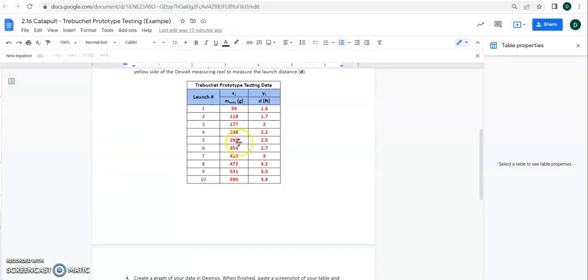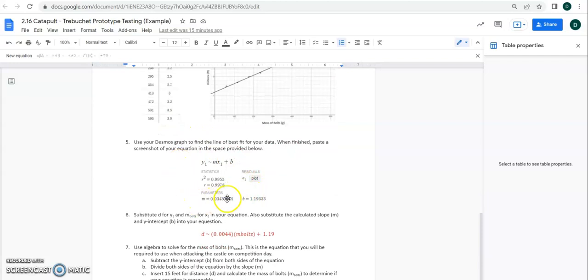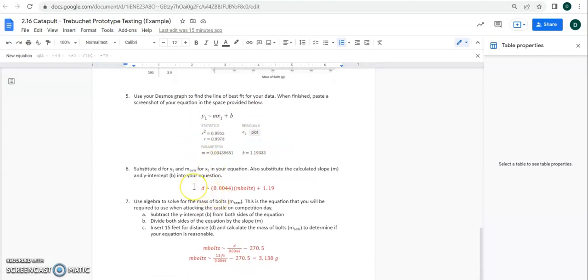So what I want you to do then is screenshot, put in your table and your graph, screenshot and put in your equation, then substitute distance d for y1, mass of bolts for x1, and then substitute in your y-intercept, which is given as b. And then lastly, you'll use algebra to solve for the mass of bolts and put it in that form.